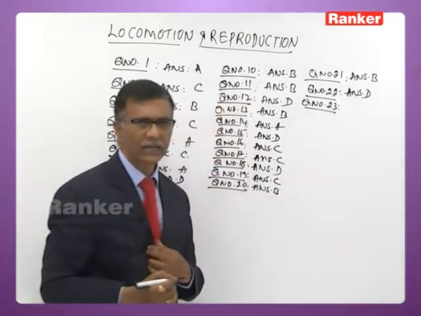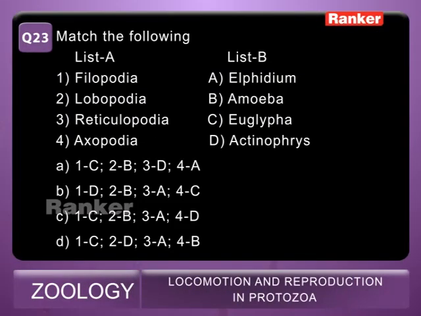Now question number 23, match the following in list A and list B. 1. Filopodium, 2. Lobopodium, 3. Reticulopodium, 4. Axopodia. List B: A. Elphidium, B. Amoeba, C. Euglypha, D. Actinophrys. Now filopodia are usually present in Euglypha and Lecythium.